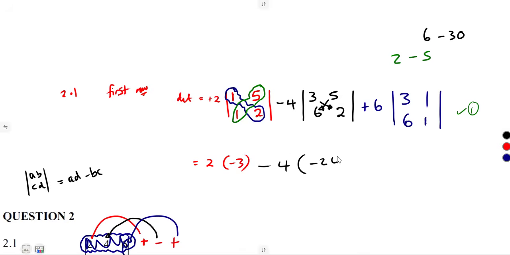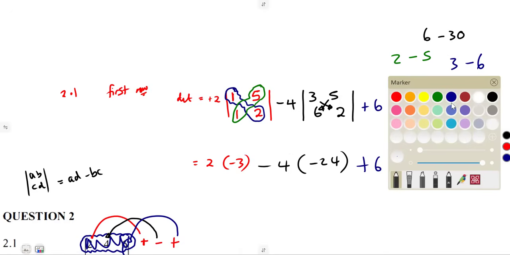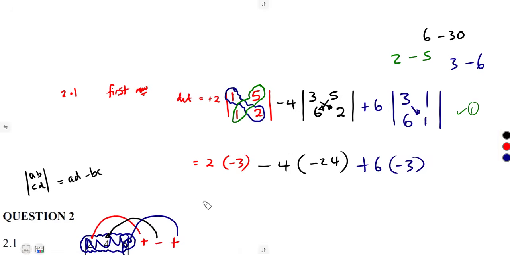minus 24, plus 6 is going to multiply its answer. 3 and 1, that's 3, minus 1 times 6, which is 6. 3 minus 6 is negative 3, just like that. Okay, so meaning to say I've got a mark there. It is a mark to get this one.